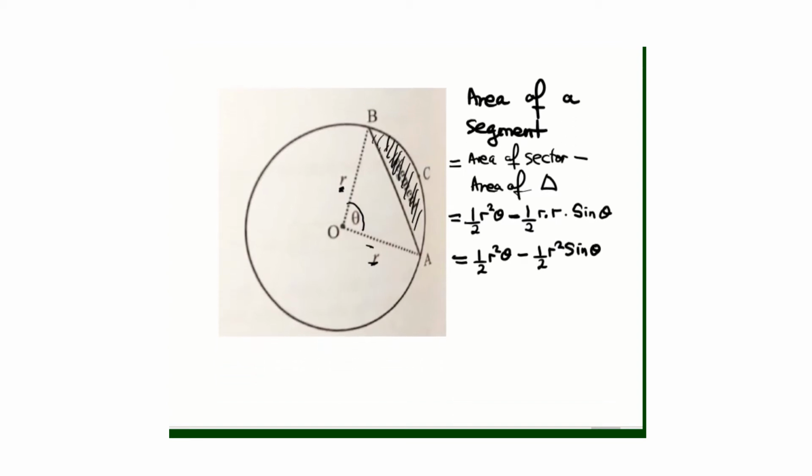Simplifying this, we can see that half R squared is a common factor, which means I'll be left with half R squared multiplied by theta minus sine theta. So this formula is also very important. This is the area of the segment of a circle.